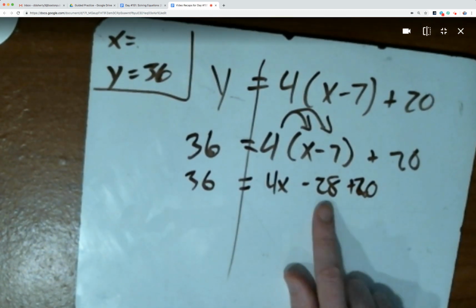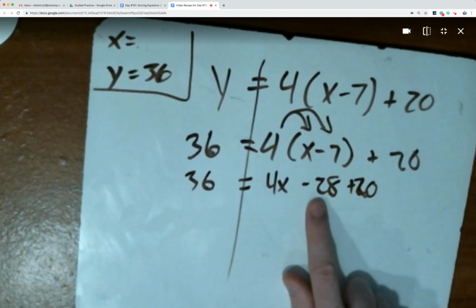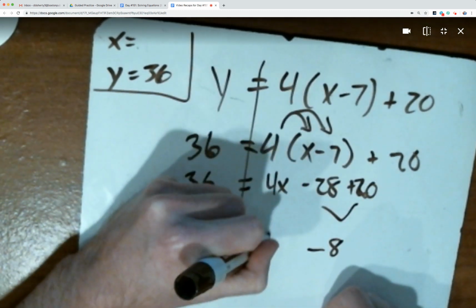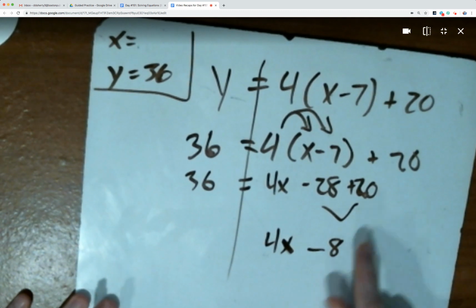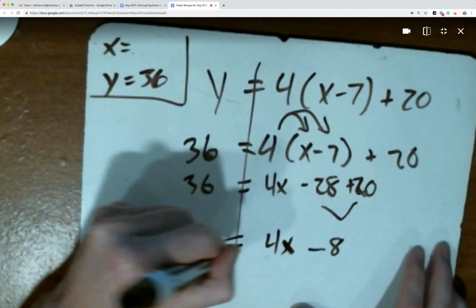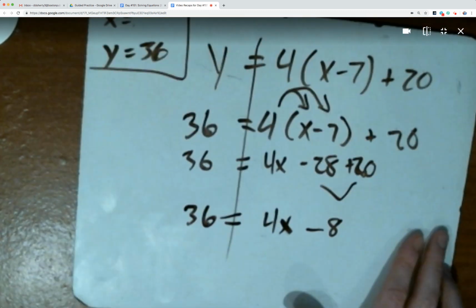I see two like terms on the right side of the equation, a negative 28, a positive 20. They combine to make a negative 8. So I get 4x minus 8 when I simplify the right side of the equation by combining like terms. And that's still equal to 36.